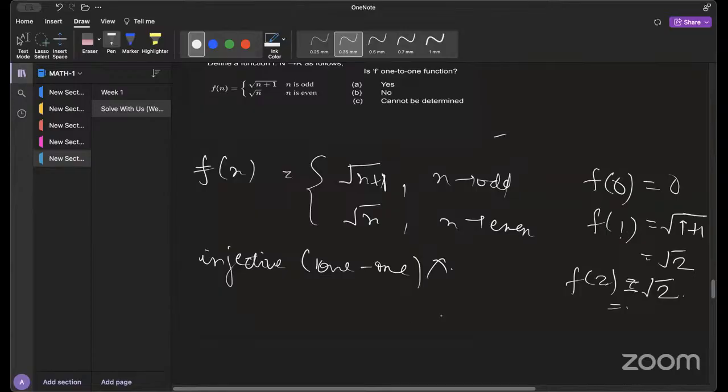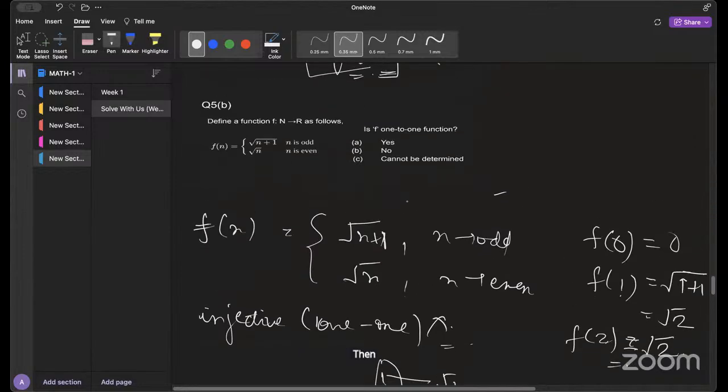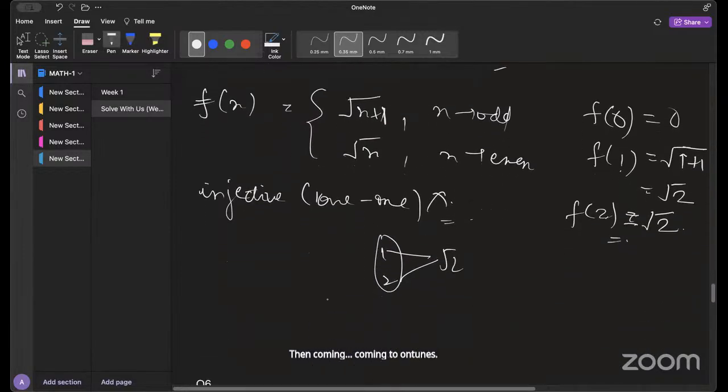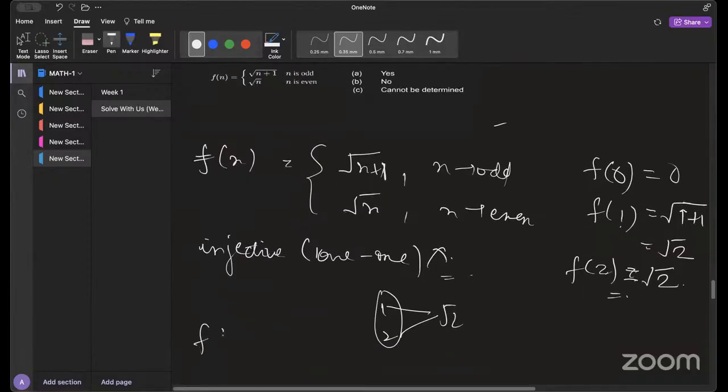Because f1 and f2 in this set give the same value. They're both mapped to root 2. So this is not a 1-1 function. Then coming to onto-ness, it depends on the codomain. So your codomain is given to be real numbers.